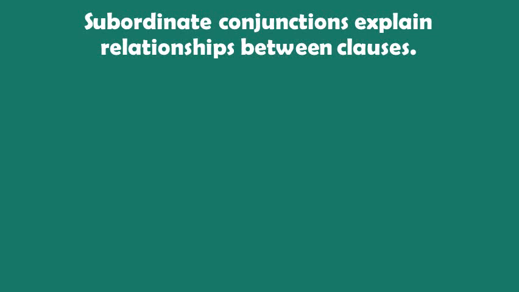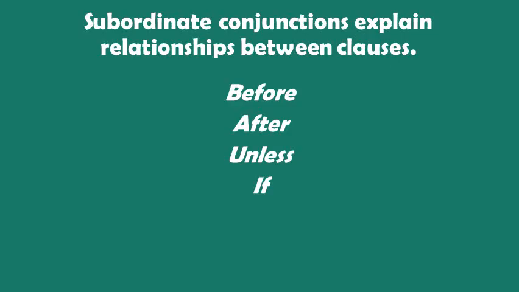Subordinate conjunctions are words that explain relationships between clauses. So it could include words like before or after that explain when things happen. It can also include words like unless or if that explain conditions. So if one thing happens, then another thing has to happen. Or maybe one thing can't happen unless something else happens.